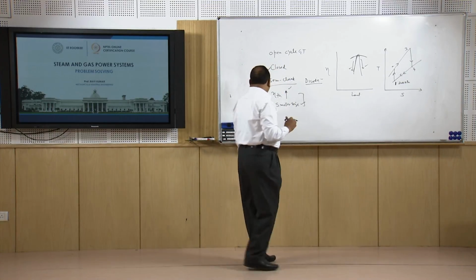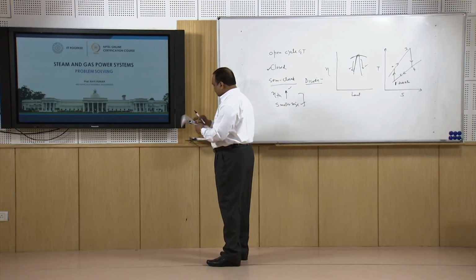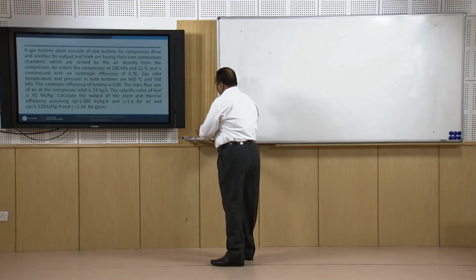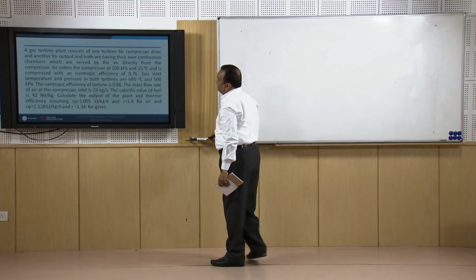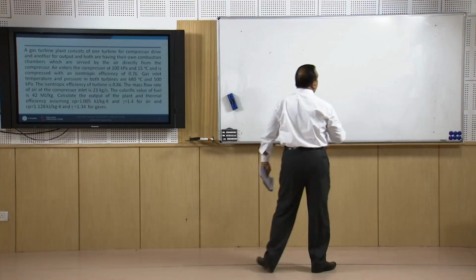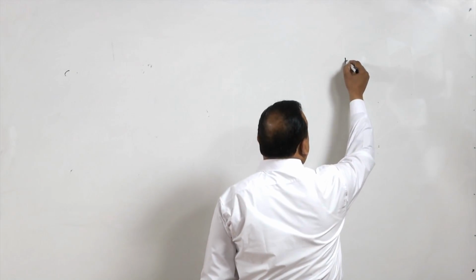Right. Now, after this we will solve certain numericals on gas turbines. This is the first one, which states that a gas turbine plant consists of one turbine for compressor drive and another for output, and both are having their own combustion chambers which are served by air directly from the compressor. Air enters the compressor at 100 kilopascal and 15 degree centigrade and is compressed with isentropic efficiency 0.76. So, let us start drawing the cycle on temperature entropy diagram.